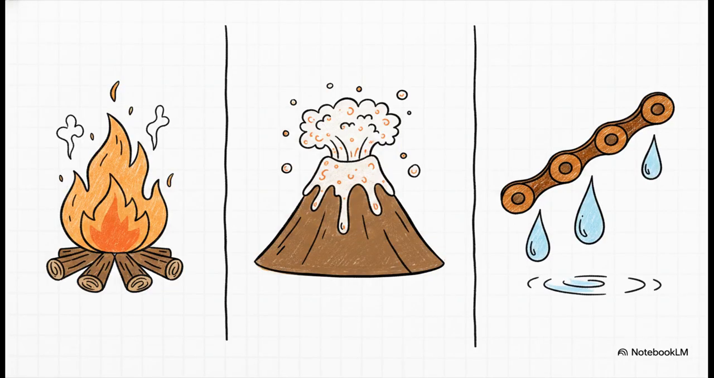Matter is constantly transforming. Just think about the macroscopic, real-world changes you see all the time. A piece of wood burning up in a campfire, a baking soda volcano bubbling all over your kitchen counter, or maybe an old bicycle chain slowly rusting out in the rain. These aren't magic tricks. It's actually the fundamental rules of the universe in action.